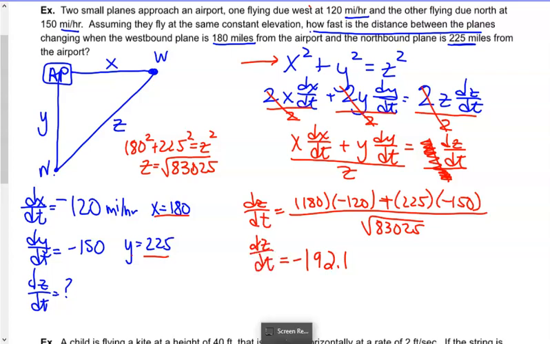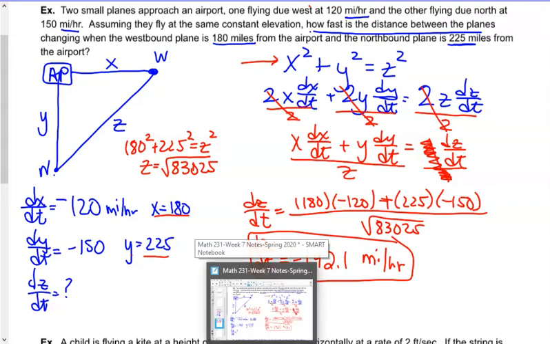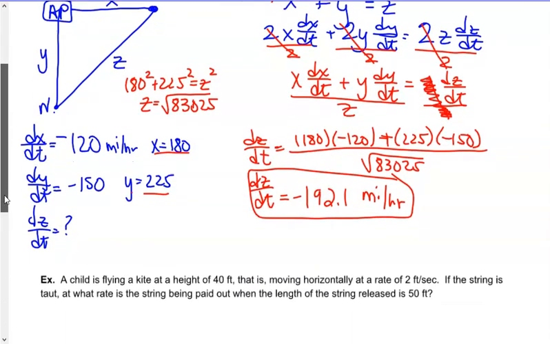Now, that's a rate of change of a distance over time. What is our distance in this problem? It is miles. The time is hours. So this is miles over hours, so miles per hour. And that would be our rate of change that we need for that problem. Okay? So the distance between those two planes is decreasing, and the distance is getting smaller at 192.1 miles per hour. And that's what that minus and that number mean. Okay? All right, very good.